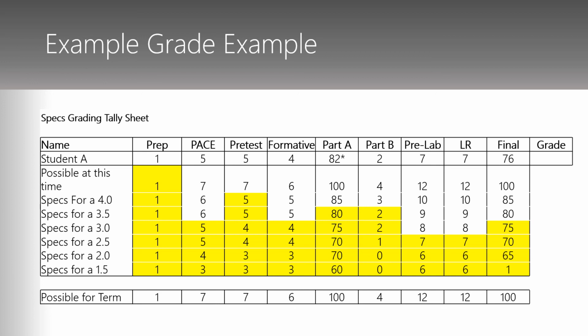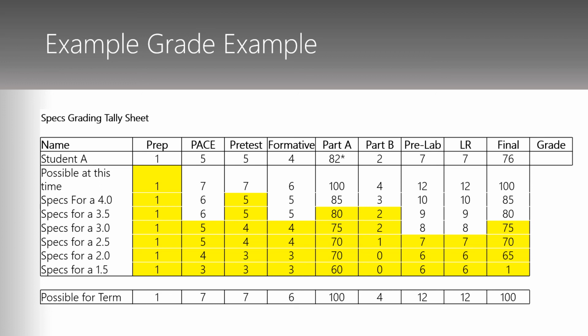Part A, you did pretty good. You got an 82%, so that took you to a 3.5. Part B, you got to 3.5 with a 2-point. But what hurts you in this one is the pre-lab and the lab report. You only got 7 out of 12 in both of those. And remember, 7 out of 12 is barely over 50%. So you didn't do too well in the lab. And that dragged you down to a 2.5, right?